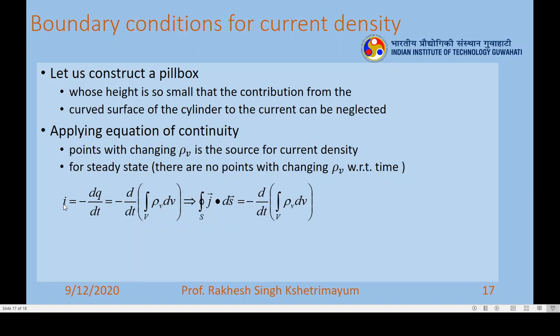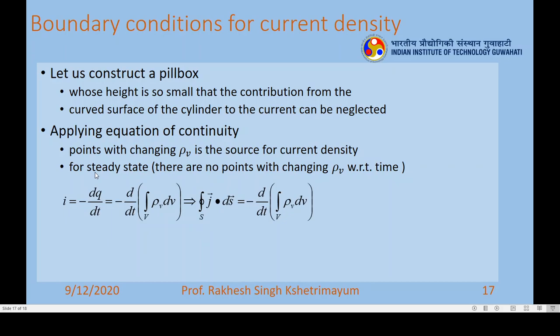Let's say I consider a closed surface. The current which is coming out from the closed surface should be equal to the rate of decrease of the charge with respect to time of the volume enclosed by the closed surface. Obviously current coming out from the closed surface is due to flow of charge, so minus dQ by dt should be equal to I for a closed surface. Q can also be represented as the integral of rho v dv, where v is the volume enclosed by this closed surface, and current I can also be expressed as the integral of J dot dS over the closed surface.